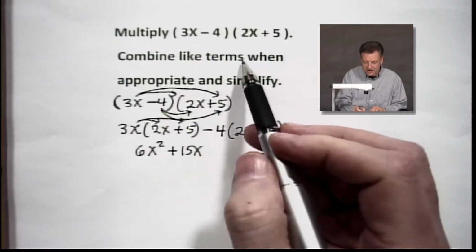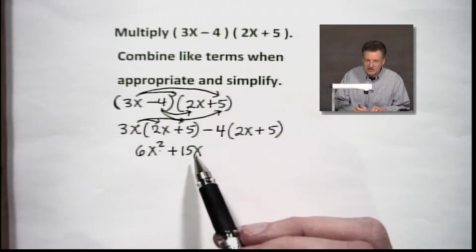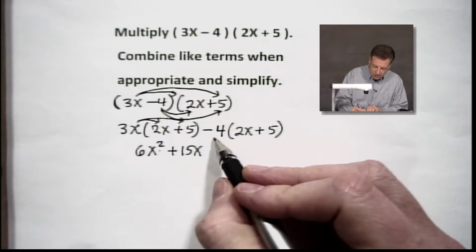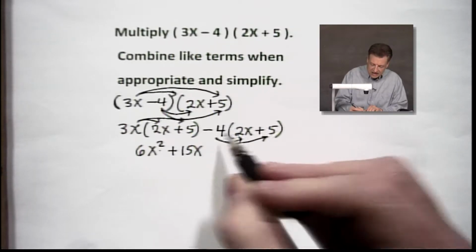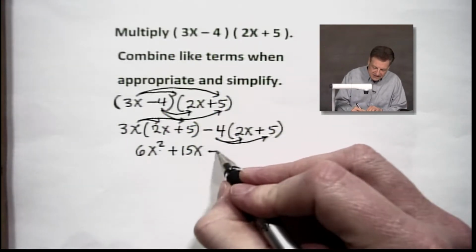Now, notice I mentioned something about combining like terms when they're appropriate. These have x's, but they're not, I repeat, not like terms, so don't combine here. Now, let's go on to the next point here. Let's take our negative 4 through what we need to do. And that's going to give me a negative 4 times 2x first. That's going to give me minus 8x.